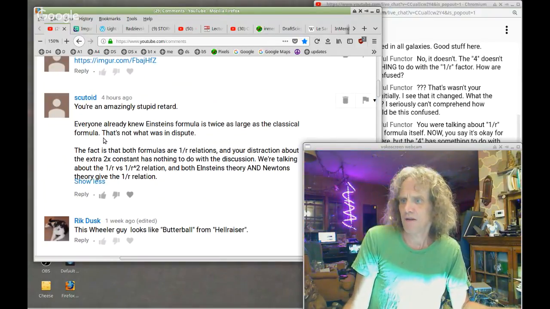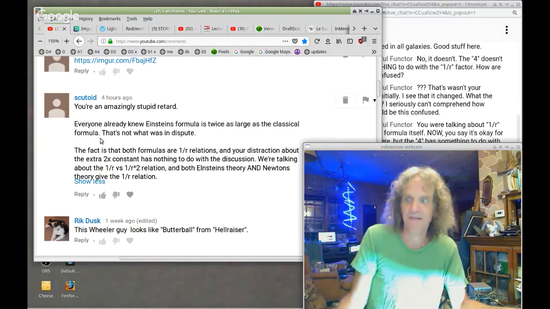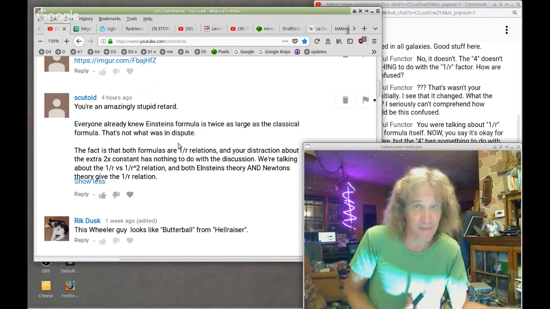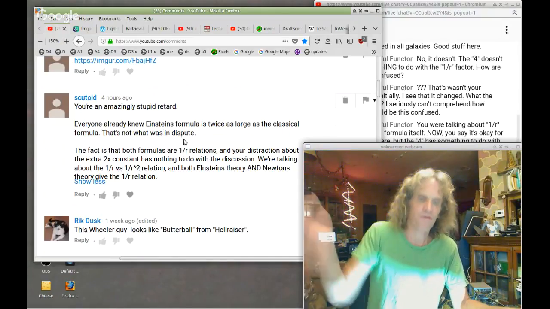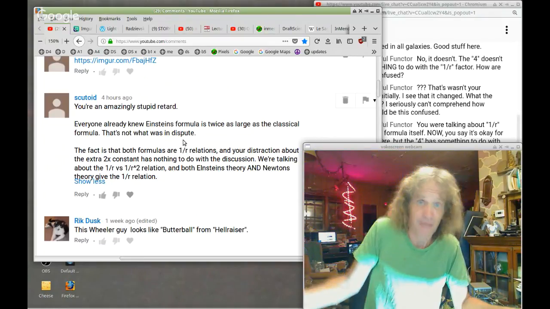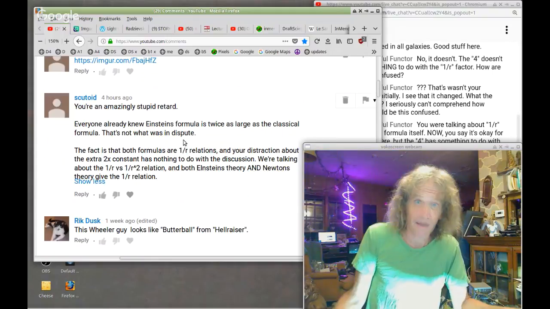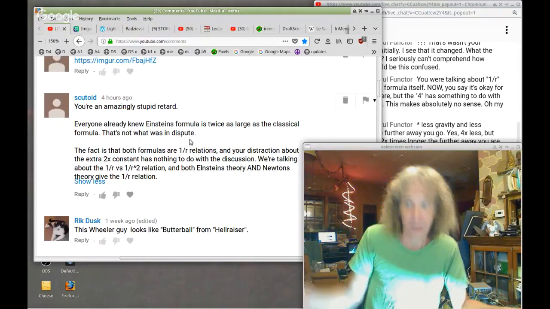Everybody already knew Einstein's formula is twice as large as the classical formula. Then what are you arguing it for? So my assertion was perfectly correct. That's not what's in dispute. Oh, I think it is exactly all. The only argument I'm making is that Einstein created a fake circumstance just for photons, so photons are bent by gravity twice as much. That's what I said, that's what I continue to say. And it's nonsense. There's no reason to think photons are twice as affected by gravity.